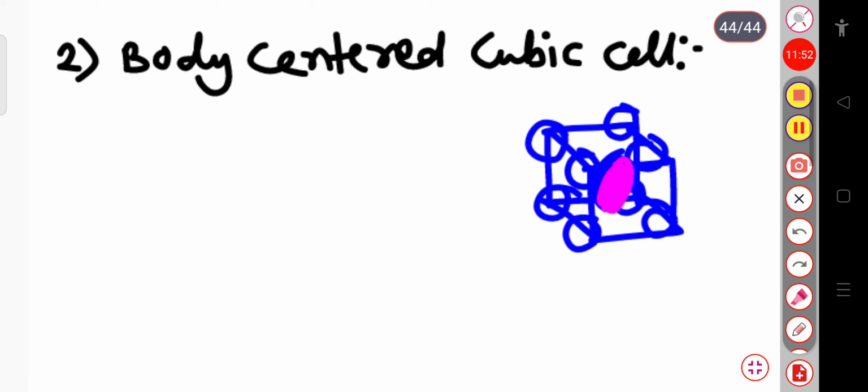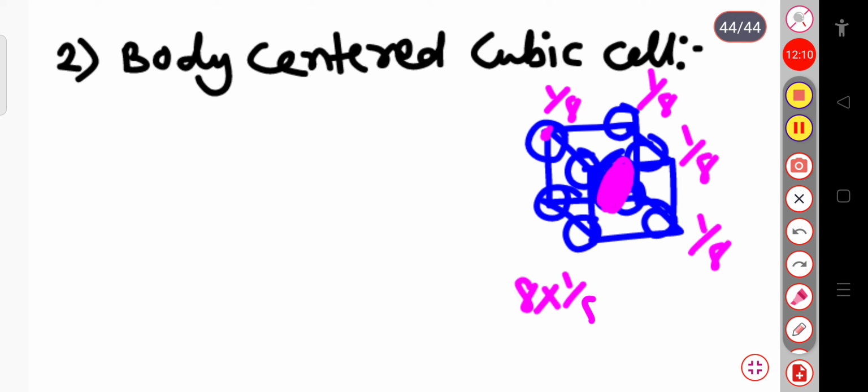So for this individual corner atom, as per the simple cubic structure, 1 by 8th part will be present inside this cell, and for this corner also 1 by 8, for this corner 1 by 8, for this corner 1 by 8. So there are a total of 8 corners, so there will be 8 into 1 by 8, that will be equal to 1 atom present inside the cell. This is for the corner atom.